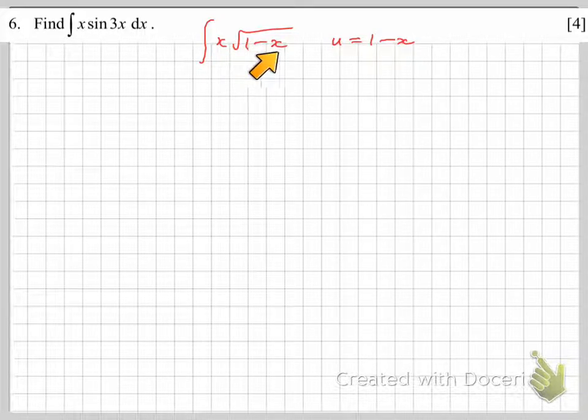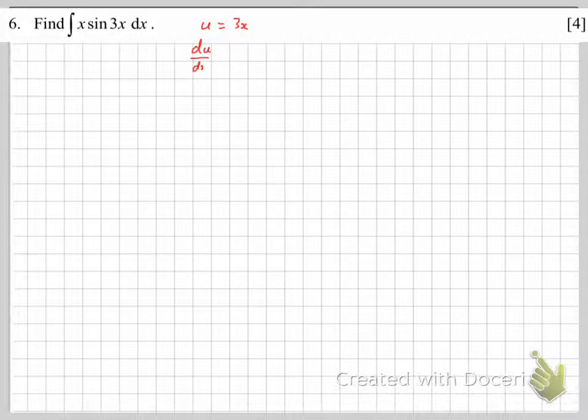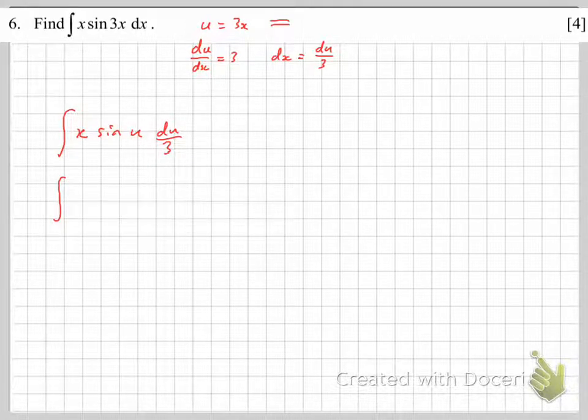We did u equals this inside function and it yielded. But if you do that here and use u equals 3x, you find it just doesn't work. At some point we're going to get stuck here. Let's see what happens. So u equals 3x. I've differentiated to get dx in terms of du. And we end up with x sine u, and then dx, which we'll write as du over 3. But what now?